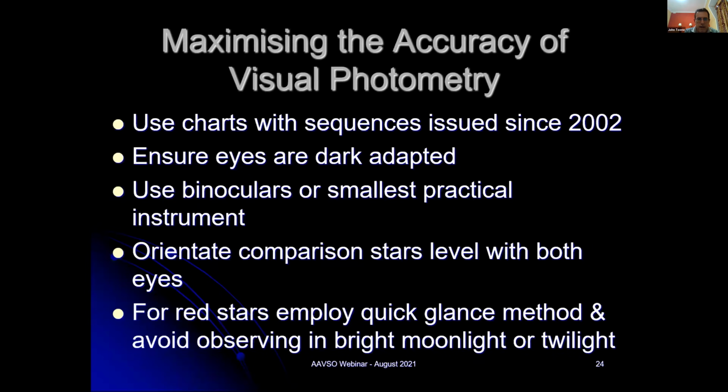So, summary. To maximize accuracy of visual photometry, use charts with sequences issued since 2002, because they are the ones which are standardized following the internationally accepted guidelines. Ensure your eyes are dark adapted. Use binoculars or the smallest practical instrument possible to render the comparison stars and the variable visible. Orientate the comparison stars level with both eyes. This is the position angle effect. And for red stars, apply the quick glance method and try to avoid observing in twilight or moonlight.